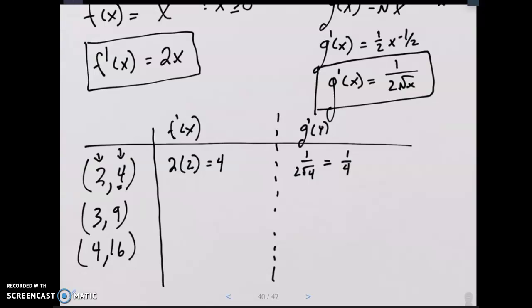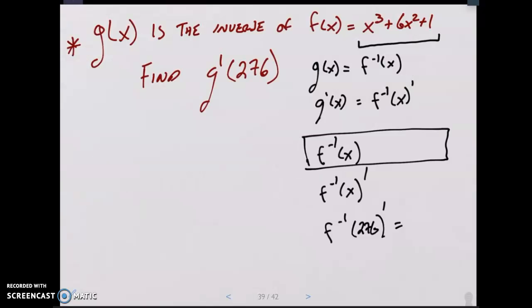So look at those. It's kind of interesting, and that's the key to figuring out what we're originally looking for. If you look back here, we're trying to find g prime, the derivative of the inverse at 276. If there was a way that we could just use f prime and somehow come up with g prime, that would be really, really easy for us, right?